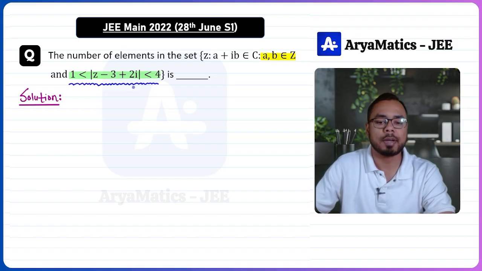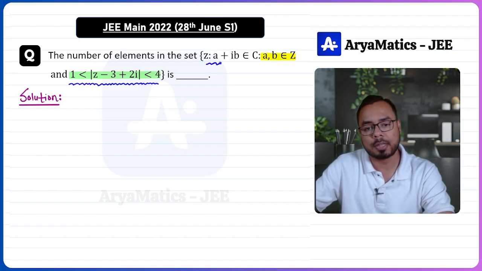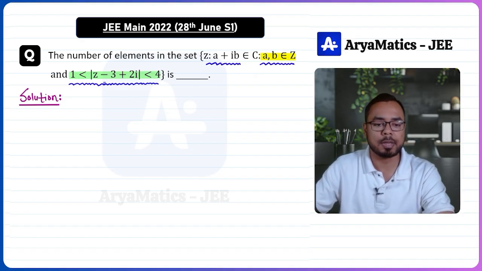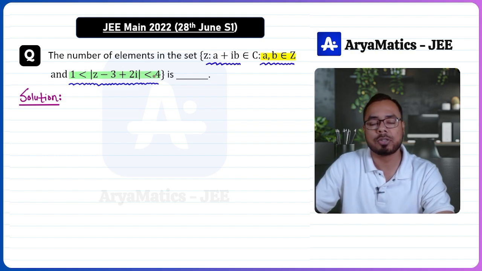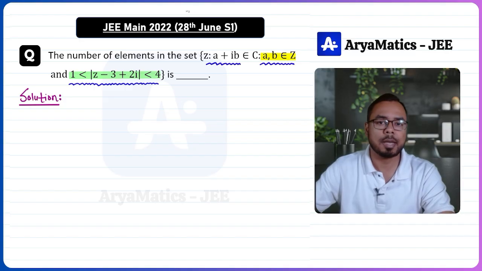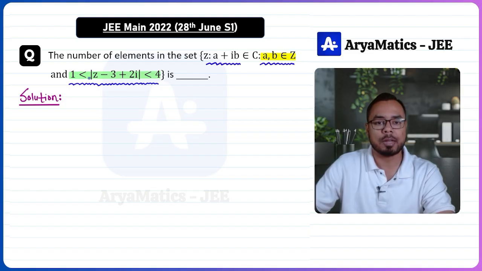So basically we have to find how many points are there with integral coordinates. Z is a plus iota b, and a and b are integers. So basically we need to figure out the number of points whose x coordinate as well as y coordinate is an integer, and the points lie between these two concentric circles. Now, one simple trick can save a significant amount of time in calculation.